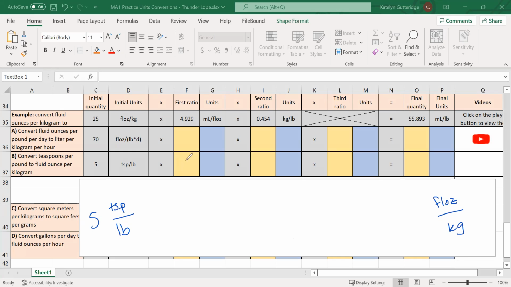Okay, so we have 1, 2, 3 steps here before we're going to get to our final answer. We're going 2 units to 2 units, and we have 3 steps. So that's telling us we either don't have to use this third step, or we're going to possibly need 2 steps to convert 1 unit to another unit. Okay, so the goal here is we need to convert one of the units from the starting units to one of the units in the final units. We have teaspoons, pounds, fluid ounces per kilograms. So let's go up and look at our table to see what we have to help us.